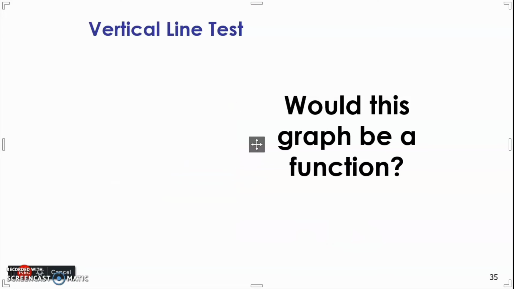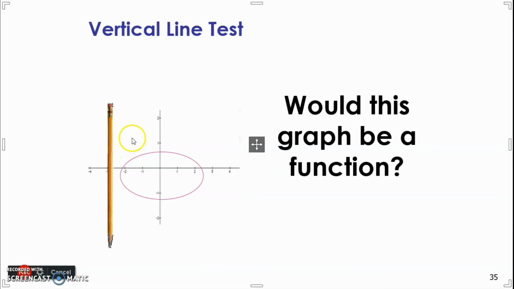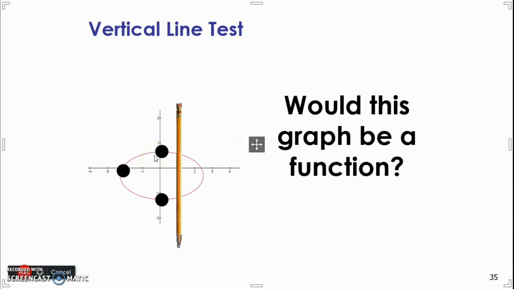Pangalawa, etong graph na to. Run through natin ang pencil. Okay. Isa lang yung intersection nila. Dito, dalawa na. So, ibig sabihin, this is not a function.